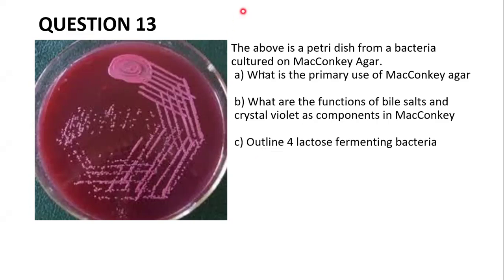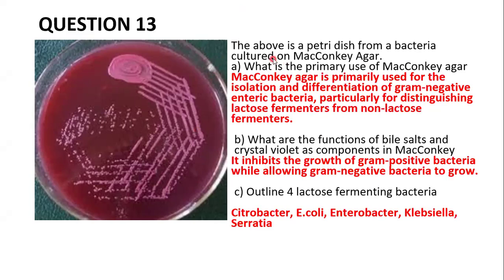Citrobacter, Enterobacter, E. coli, and Klebsiella. Very good. So MacConkey agar is primarily used for isolation and differentiation of gram-negative enteric bacteria, particularly for distinguishing lactose fermenters from non-lactose fermenters. So the use is the differentiation, the aspect that it is able to differentiate. Then bile salts inhibit growth of gram-positive bacteria, just allowing gram-negative.